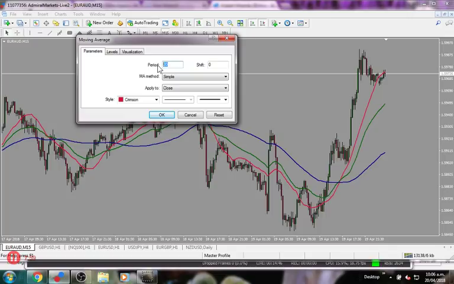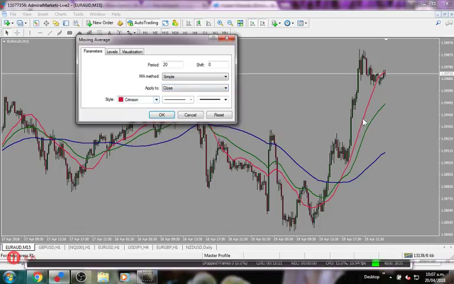Okay, so just to give you the numbers again, the blue one is the 80 simple moving average, the green one is 40, and the red one is 20. So I've talked about the period here. Here under method, you just select simple. There's some other options, but don't worry yourself too much with it, just keep it simple. And you could keep the apply to as close, that's fine too. And then you just choose your colors here.